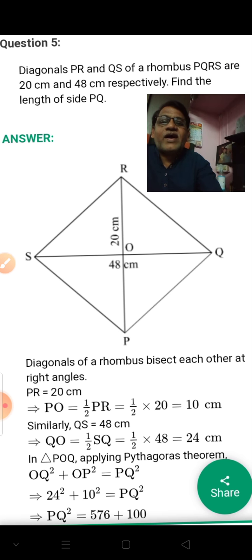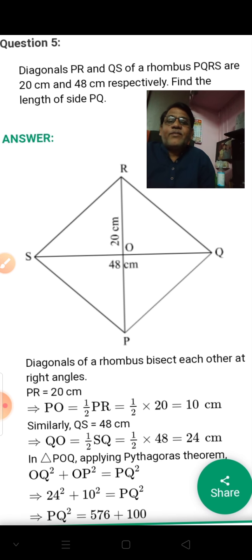Now what is question number 5 here? See, diagonals PR and QS of a rhombus PQRS are 20 cm and 48 cm respectively. Find the length of side PQ. Diagonals PR and QS are given. It is a rhombus, which means all sides are equal. So when you find PQ, then QR is also the same, SR is also the same and SP is also the same. Now we know the property of a rhombus: the diagonals of a rhombus bisect each other perpendicularly.